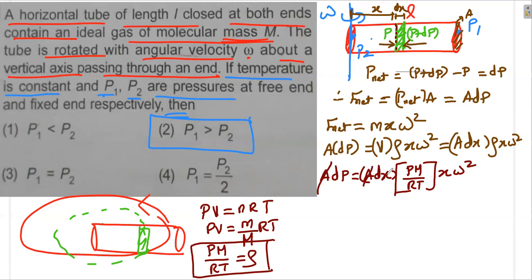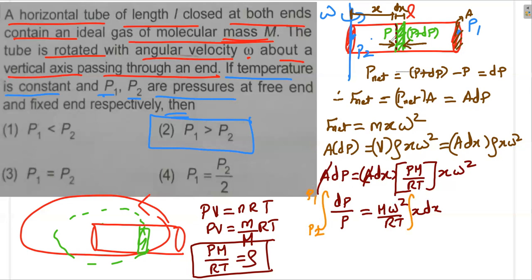So we lose the A. I can collect the terms, the pressure terms, on one side. So it is dP by P equals M omega square by RT, constants on one side, times x dx. Now, obviously, I have variables, so I have to integrate to find the variation of pressure along this. Okay, so this integration goes from P2 to P1.